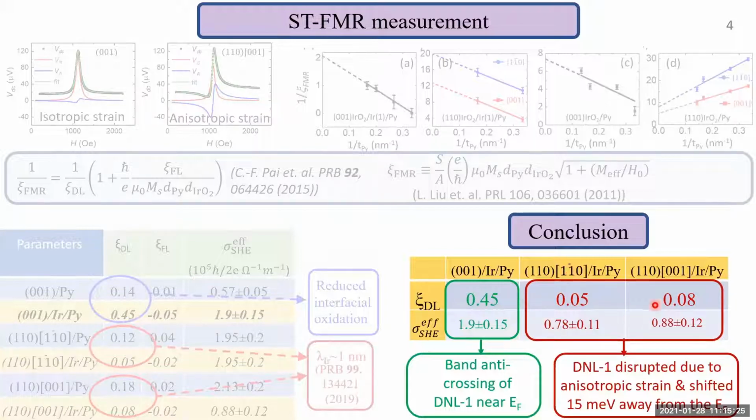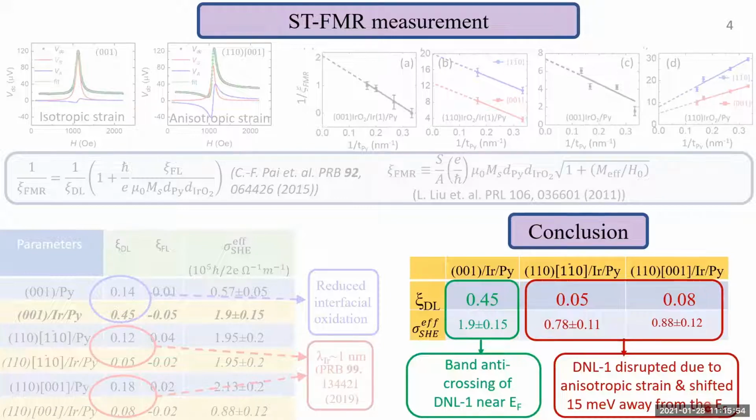And this clearly indicates that for 101 oriented planes, the band anti-crossings were happening much away from the Fermi energy level, and direct nodal lines were disrupted. So hence, this work clearly demonstrates the correlation between the direct nodal lines and spin Hall conductivity in this kind of topological materials. So far this is the room temperature data.